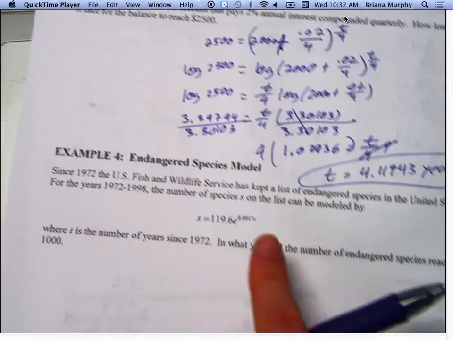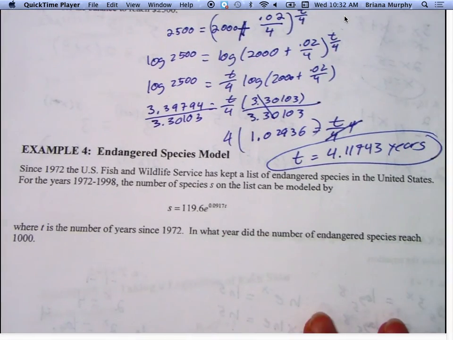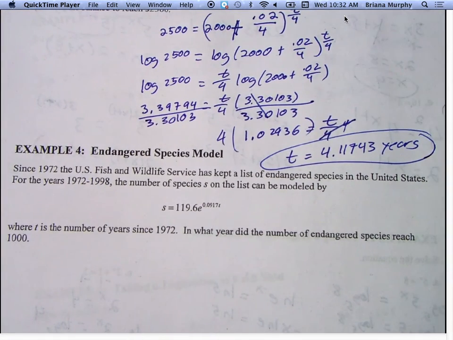Next one, luckily it gives us the equation almost completed. Since 1972, the U.S. Fish and Wildlife Service have kept a list of endangered species in the United States from the years 1972 to 1998. The number of species S on the list can be modeled by S equals 119.6 e to the 0.0917 t, where t is the number of years since 1972. In what year did the number of endangered species reach 1,000?